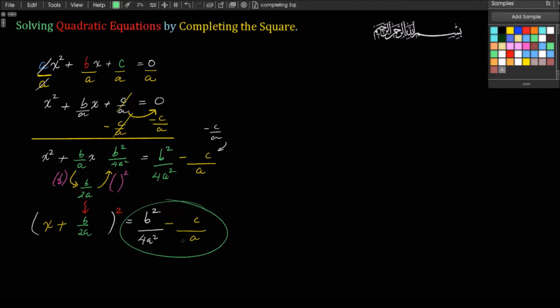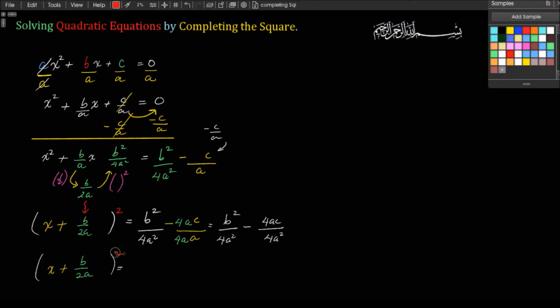Okay, so I have to add these two. To do that, I have to get a common denominator. Well, I'm going to have to put a 4 over here, and I have one a, so I'm going to have another a over here like this. Now I'll have common denominators, so it'd be b squared over 4a squared minus 4ac over 4a squared. And now I can add these because they have common denominators. I'll have b squared minus 4ac, and 4a squared being the common denominator.